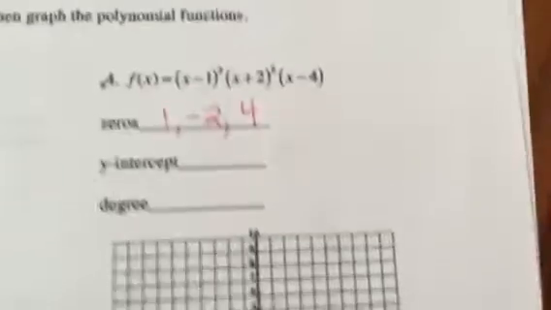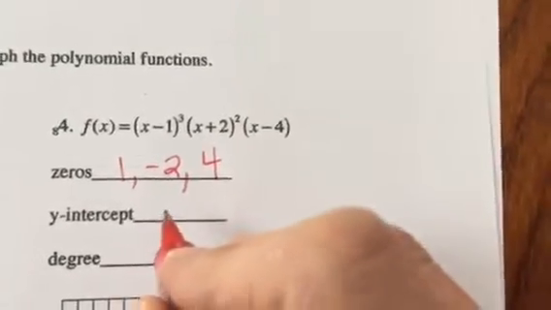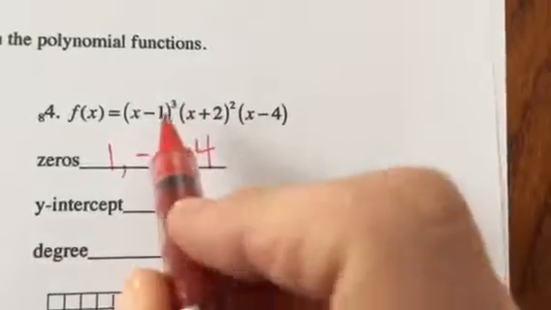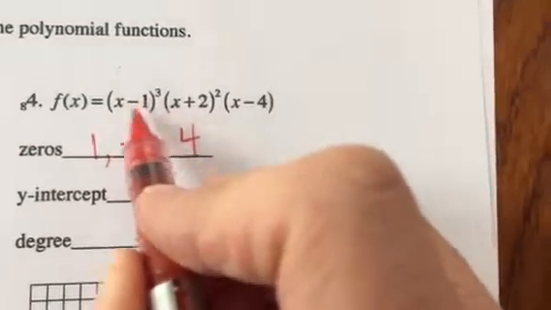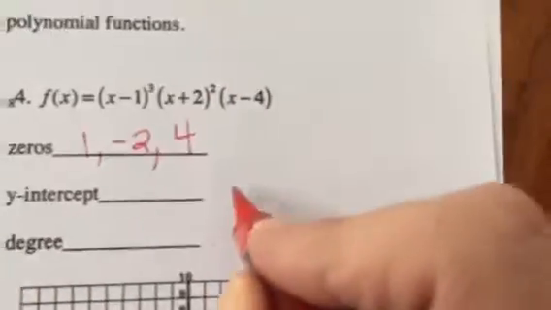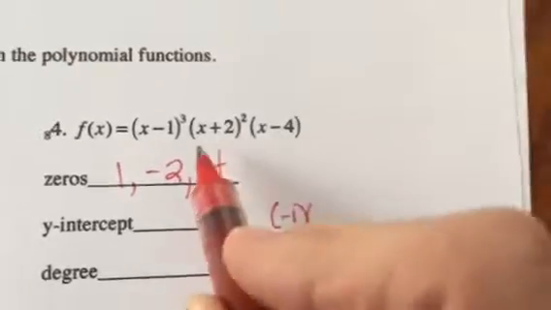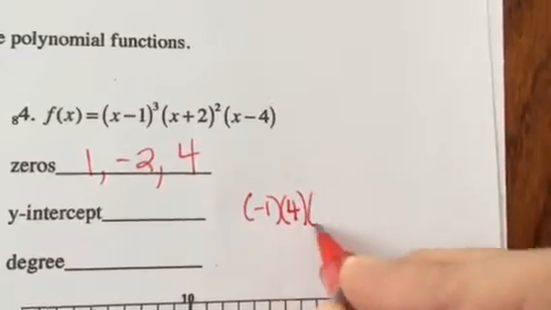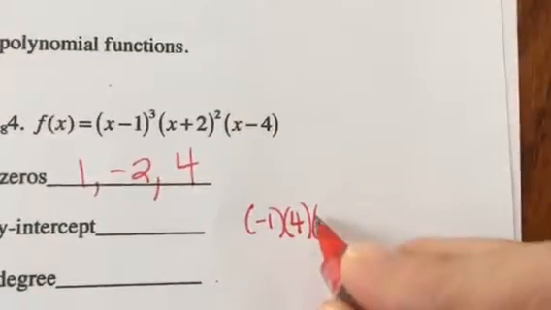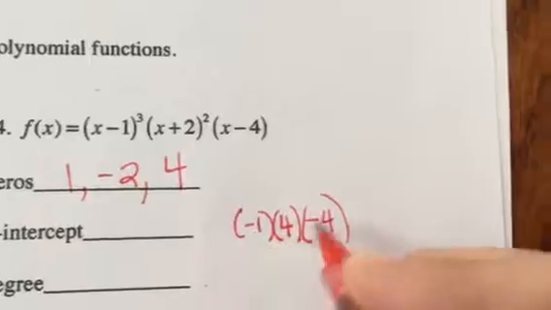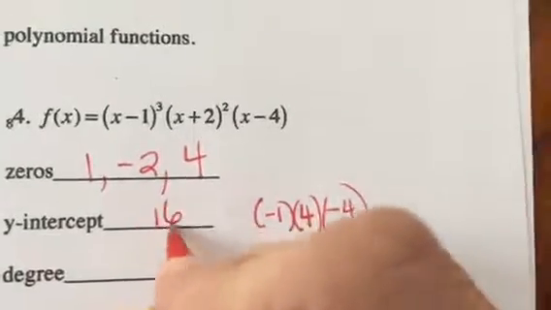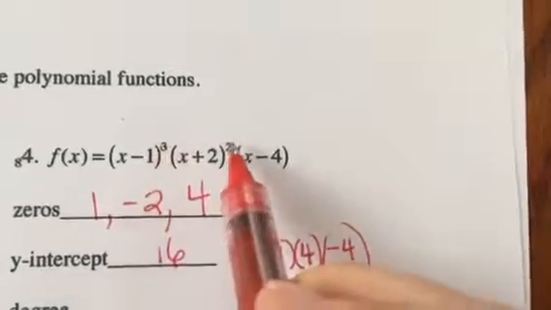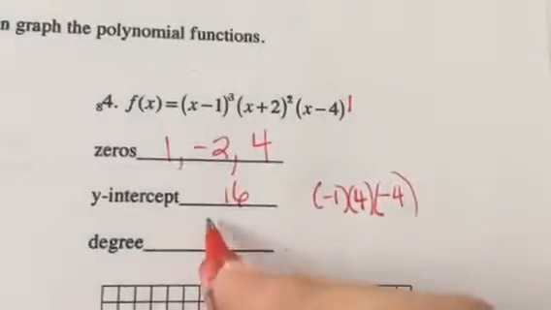Okay, like that. Your y-intercept: everywhere you see an x, you're going to have to plug in a 0. So 0 minus 1 is negative 1, and when you cube it, you get negative 1. Put in a 0 here, and you get 2, and you square it, you get 4. Put a 0 in here, and you get negative 4. 2 negatives give you a positive, so it's going to be a positive 16, okay? And then your degree is 3, 4, 5, 6. So it has a degree of 6.